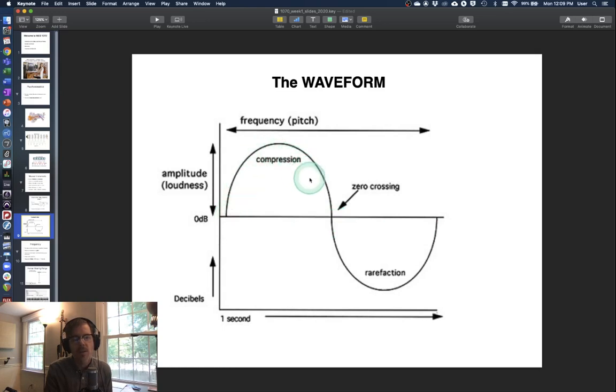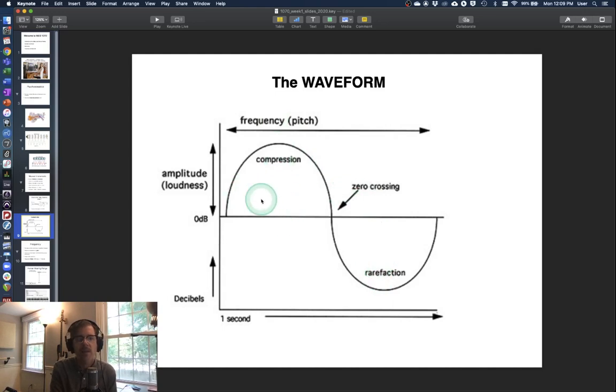So this represents one compression and rarefaction of air molecules. Picture your hand in a pool of water. When you push that water with your hand, it creates a vacuum behind it. So for every push, there's a pull. There's an ebb and a flow. That is exactly what compression and rarefaction means. When something vibrates, it vibrates back and forth. And the waveform represents one push and one pull of that energy, of those air molecules.